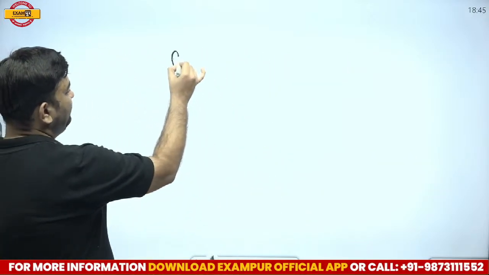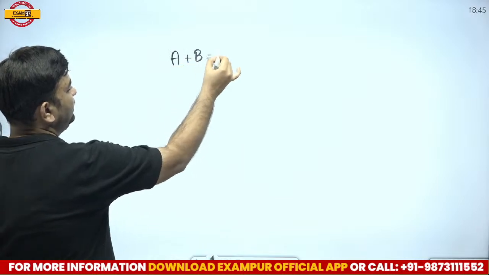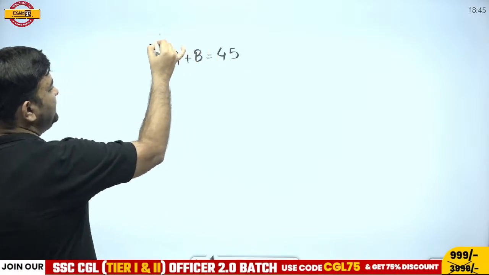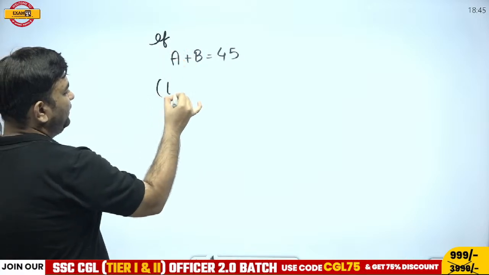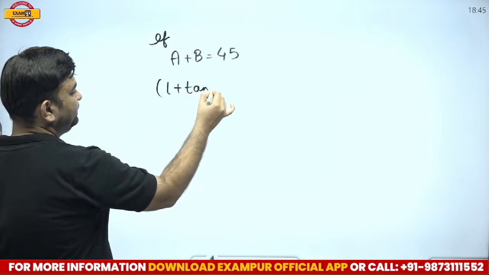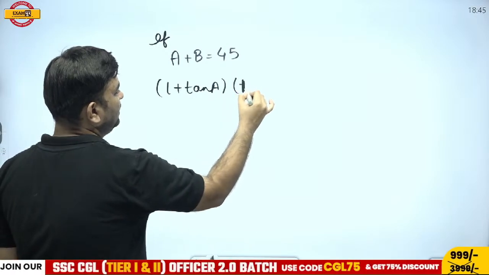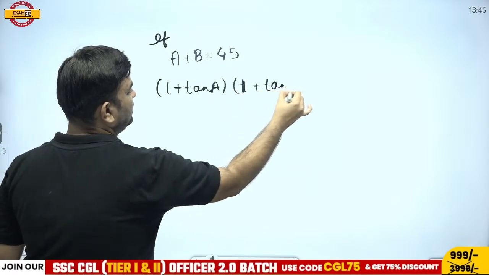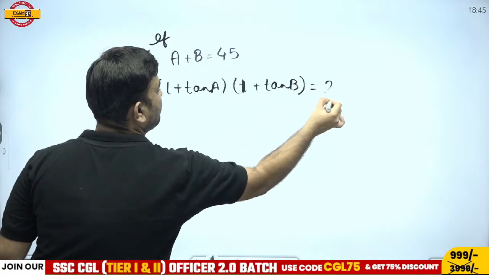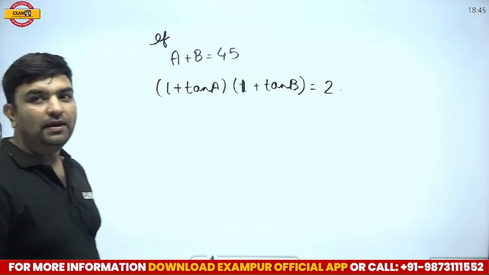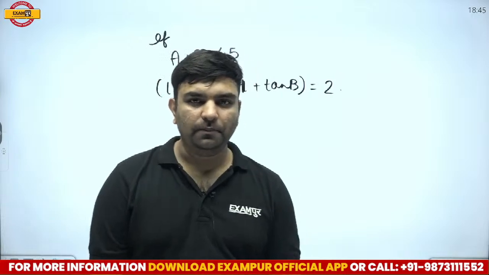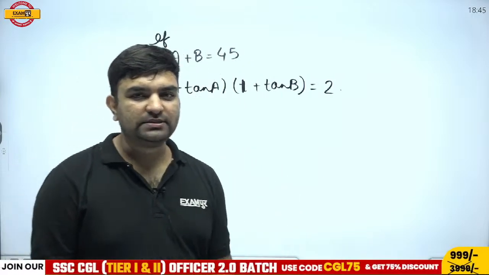Something more coming. If a plus b is 45, then 1 plus tan a into 1 plus tan b is 2.